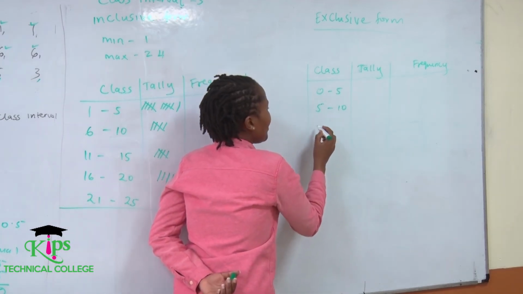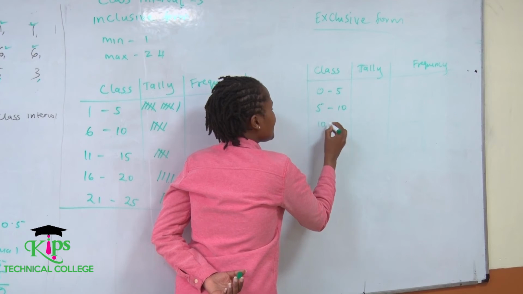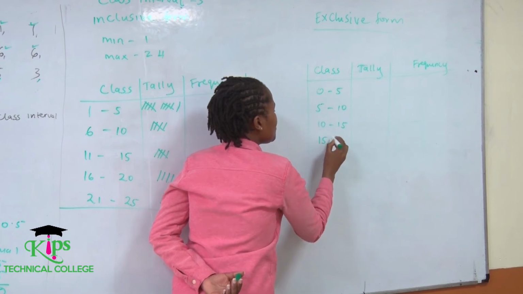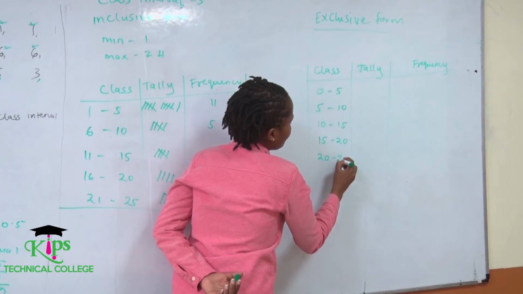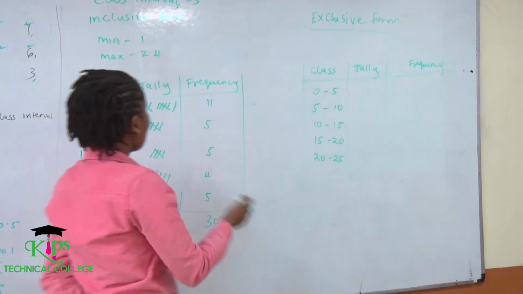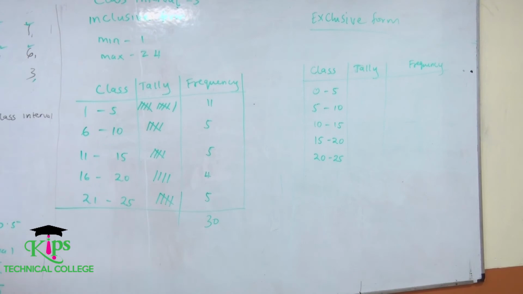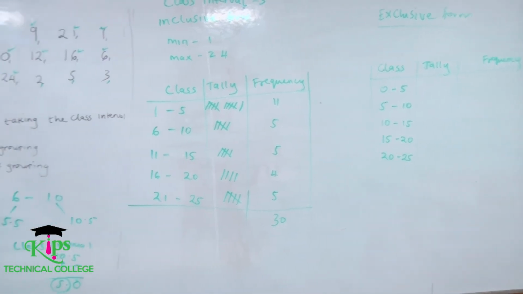So here we have 5 to 10. Then we have 10 to 15, 15 to 20, 20 to 25, and that is our last class since our maximum value is 24. Then you repeat the process, but in this case you have to note what is inclusive and what is exclusive. So let me remove this to make it easier for us.